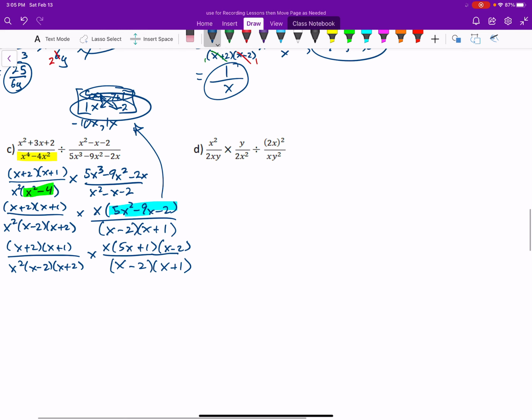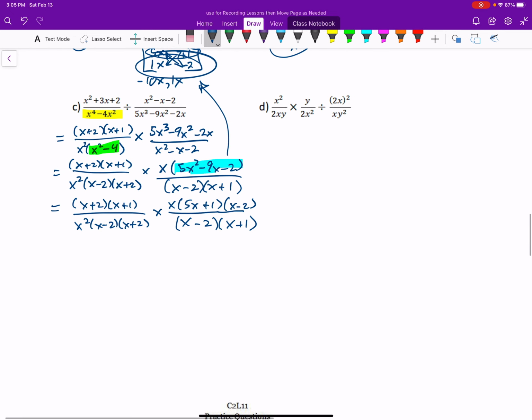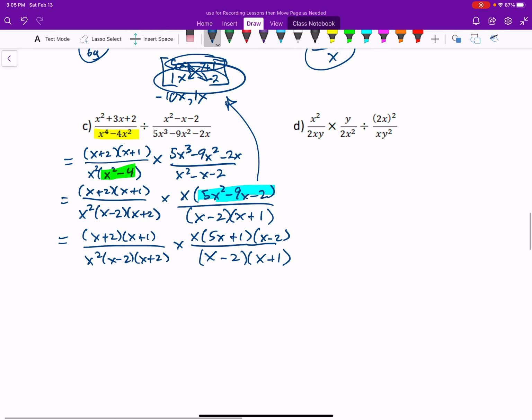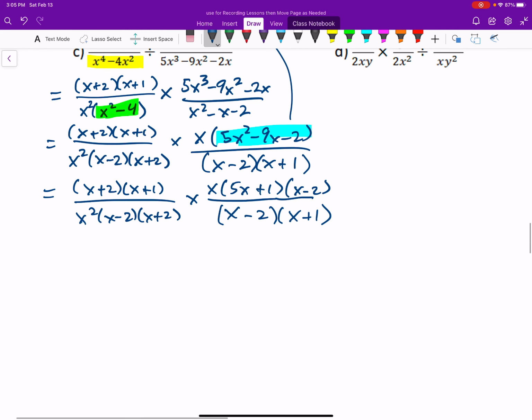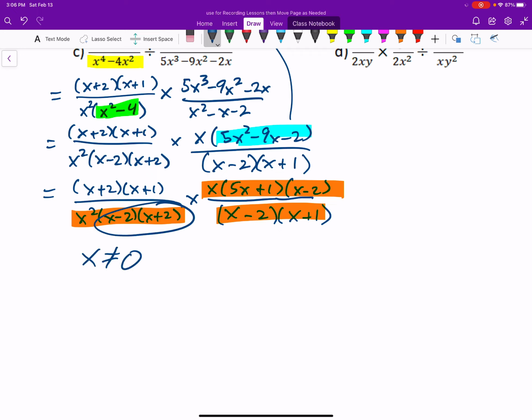Now I'll do the restrictions. Maybe I'll do them underneath here so as not to encroach on my space for part D. So the restrictions are going to come from anything in here, anything on here, but also anything on here because that top was originally on the bottom. So from this one, if x equals 0, we got a problem. From these two, it can't be at plus or minus 2. So it can't be 2 or negative 2.